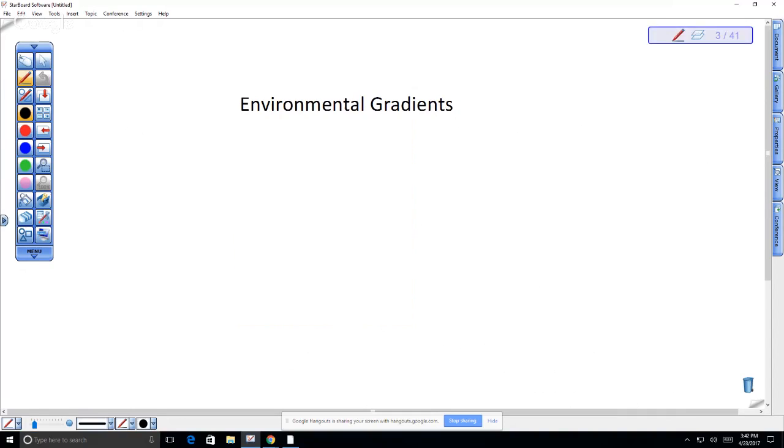In your book, they talk about plants, and they talk about environmental gradients. An environmental gradient is changes in the conditions from one area to the next. And a good example of this is looking at mountains, and we can look at elevation changes.